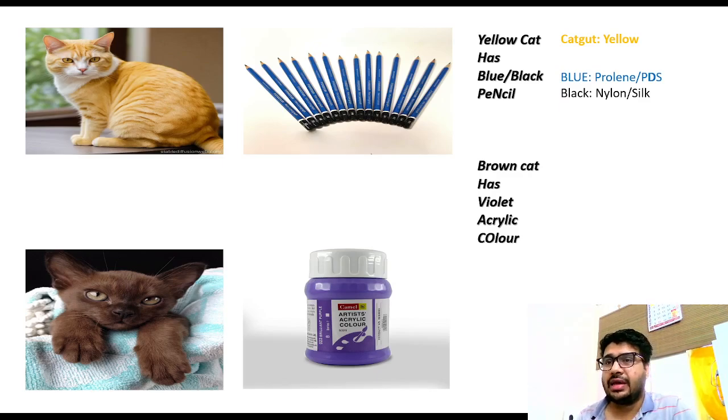Pencil. N is capital. N is nylon. Sil, S-I-L-K, silk. So nylon and silk are black in color.